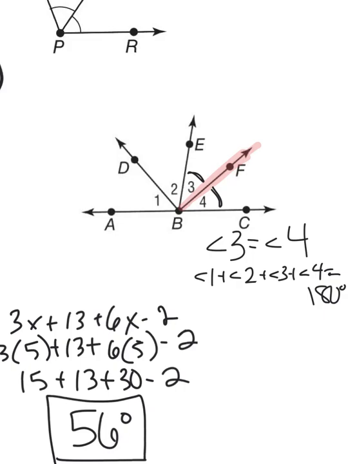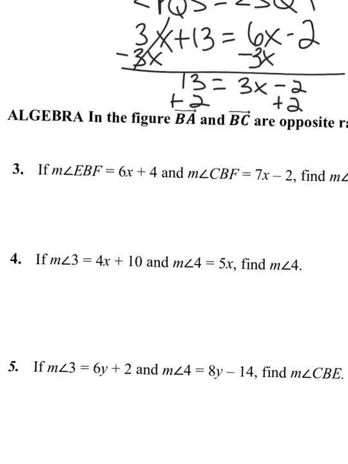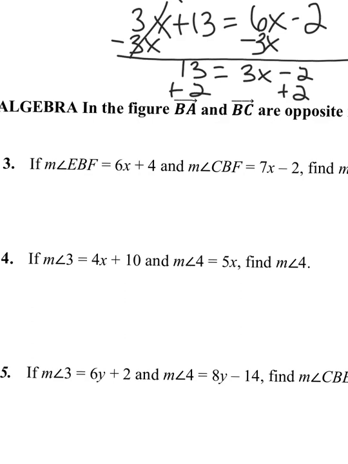EBF is 6x plus 4. CBF is 7x minus 2. But it wants us to find EBF. Well, EBF is equal to CBF, okay? So I'm going to take those numbers and set them equal to each other. So angle EBF is equal to angle CBF. I'm going to plug them in there and solve for x, but the final answer doesn't want just x.